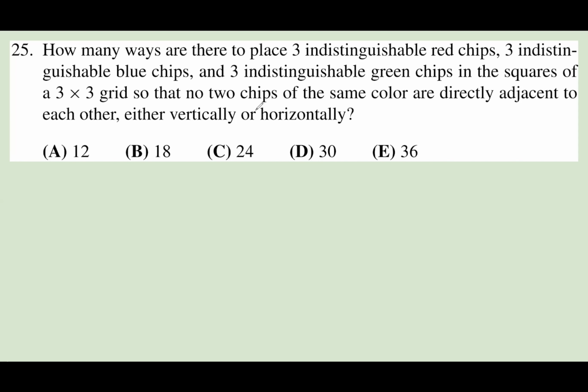How many ways are there to place 3 indistinguishable red chips, 3 indistinguishable blue chips, and 3 indistinguishable green chips in the squares of a 3x3 grid so that no 2 chips of the same color are directly adjacent to each other, either vertically or horizontally? So we're trying to place 3 red, 3 blue, 3 green chips into a 3x3 grid in such a way that no 2 chips that are directly next to each other, horizontal or vertical, are going to be the same color, right? We need to know how many ways that is possible.